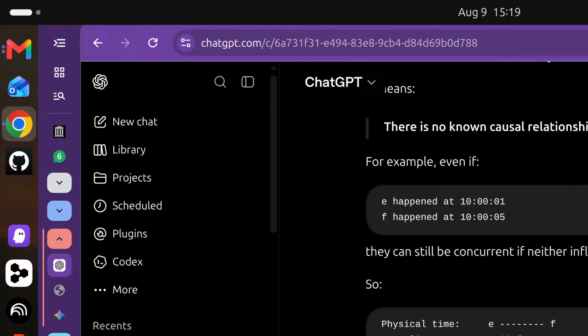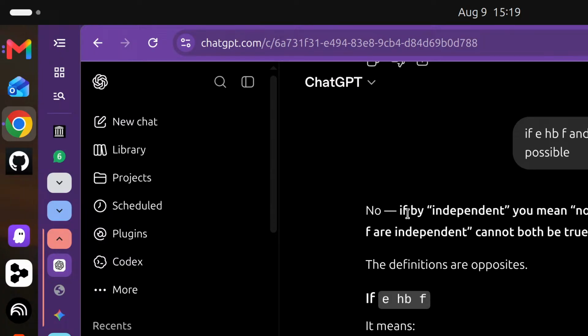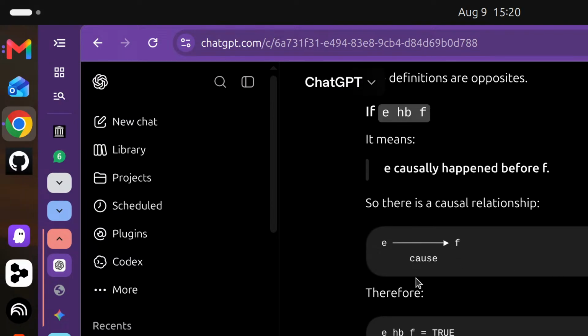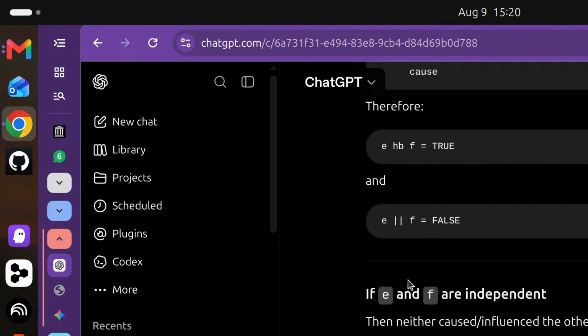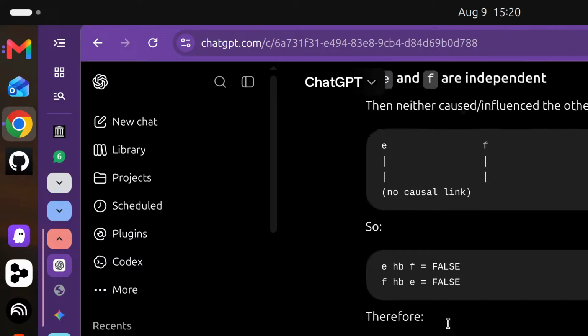If E happened before F and E and F are independent, is this state possible? No. If by independent you mean no causal relationship, then E happened before F and E and F independent cannot both be true. They are opposites. If E happened before F, this means E causally happened before F, so there is a causal relationship. And if independent, then neither causally influences the other. So it is false.